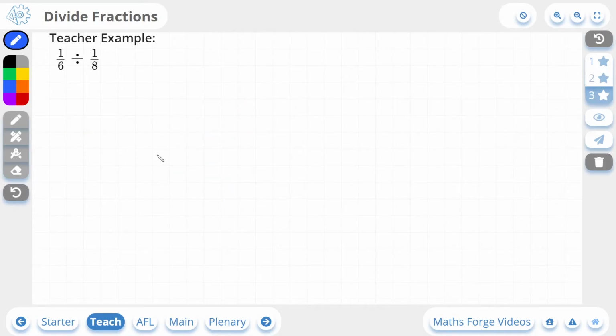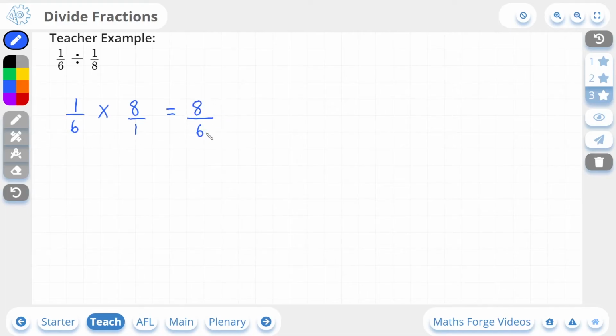Now let's do a 3-star example. So I'm going to keep the first fraction the same. I'm going to flip the second fraction around, so it's going to be 8 over 1. And instead of a division symbol, I'm going to place a multiplication symbol. And now we calculate this. 1 multiplied by 8 is going to be 8. 6 multiplied by 1 is going to be 6.